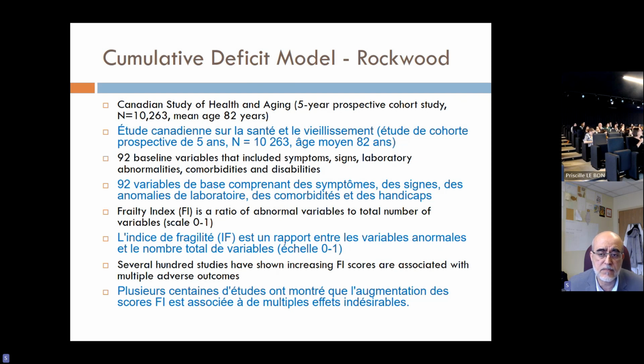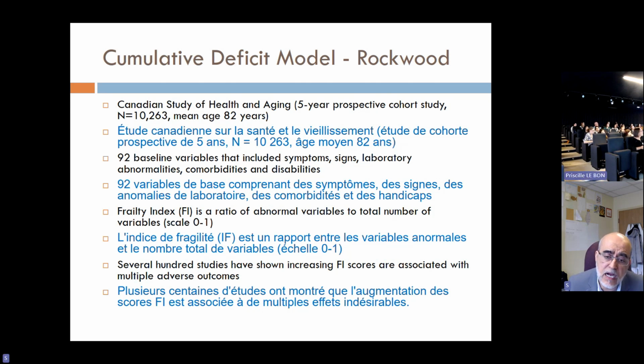These included symptoms such as fatigue or pain, signs on the physical exam, laboratory abnormalities, comorbidities, and various disabilities. And from that, they created this frailty index, which is simply a ratio of all the abnormal variables divided by the total number of variables. It is, in essence, a fraction on a scale of 0 to 1. And the higher the score, the more frail a person is. And virtually no one has a score above 0.6, because that is near death.